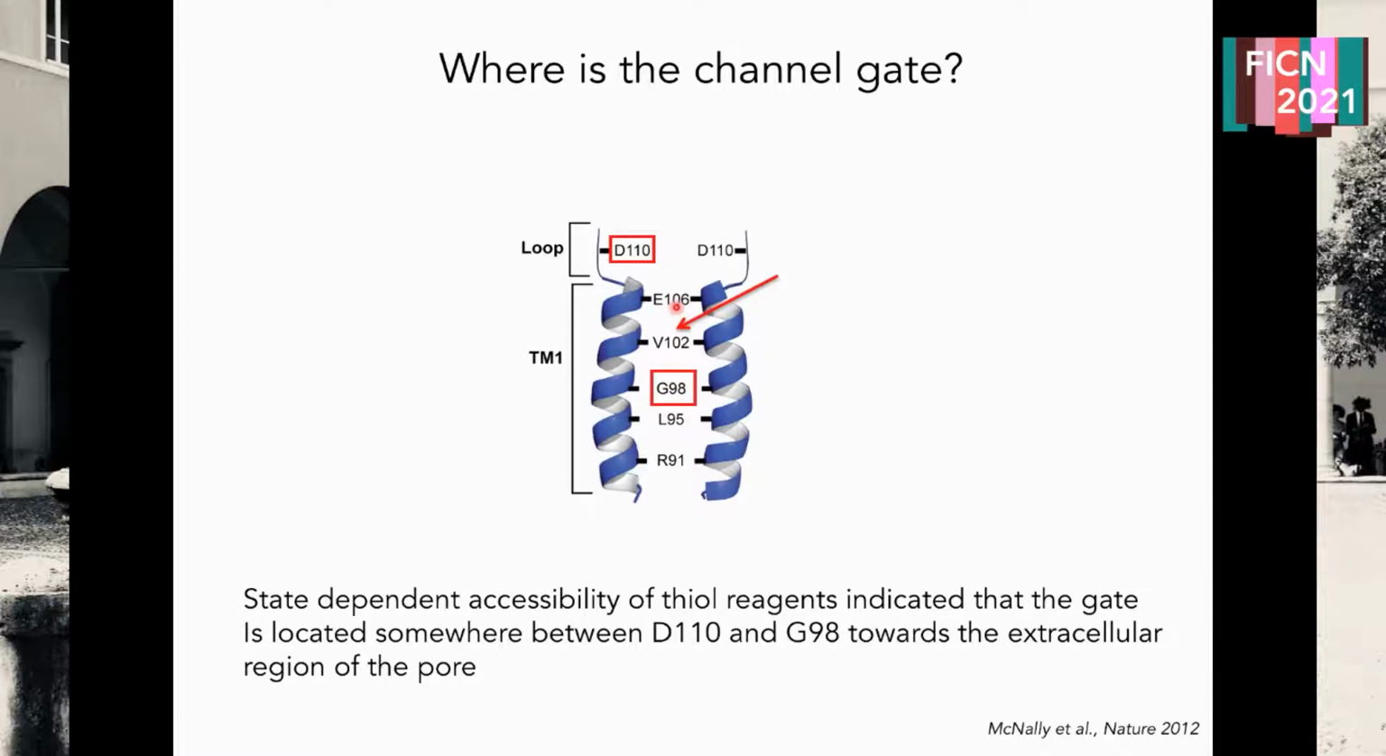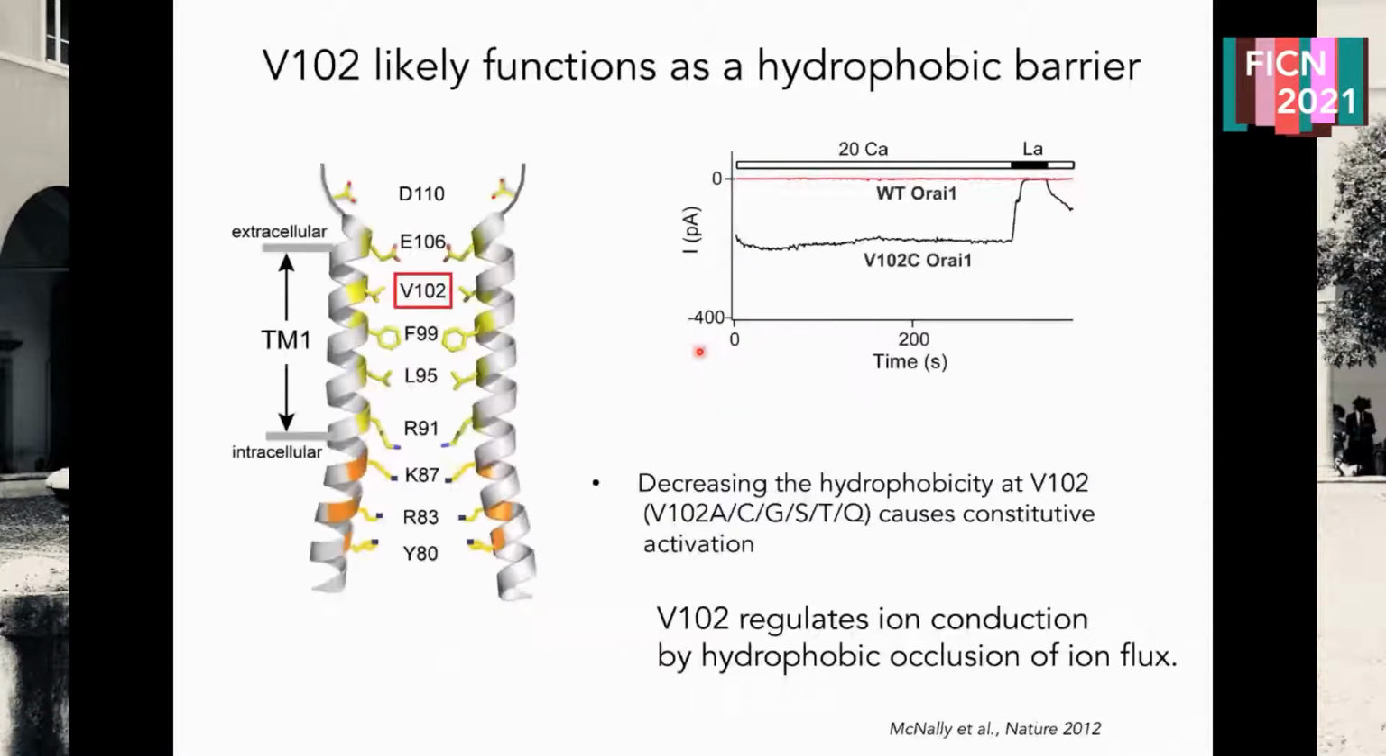E106, as I mentioned earlier, is the glutamate selectivity filter, and as such, there is no data that it's involved in gating. That left us with this valine at position 102 as a likely candidate for the ion channel gate. We figured that if this valine has an important role in gating, then if you mutate it, it should destabilize Orai gating.